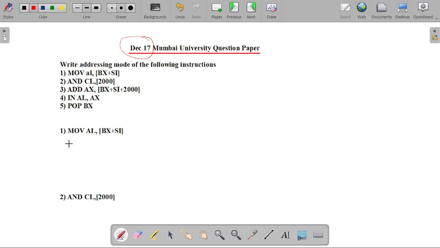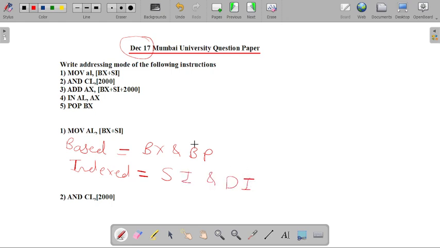In case of the 8086 microprocessor, there are some base registers available as well as some index registers. The base registers are BX and BP, and the index registers are SI and DI, that is source index and destination index. So whenever in the given example the base registers and the index registers are given, we can say that this type of addressing mode is base index addressing mode.